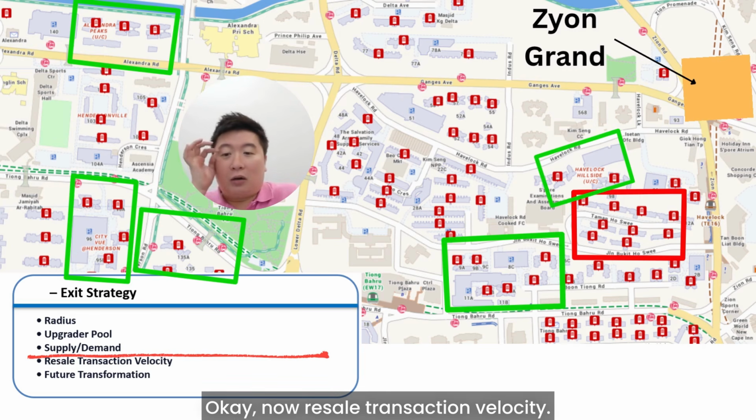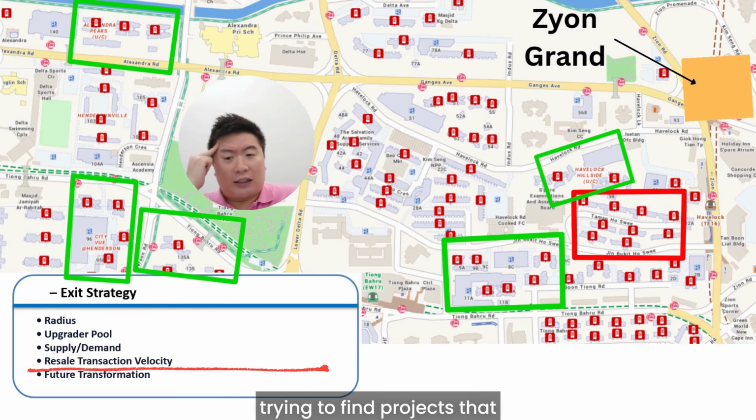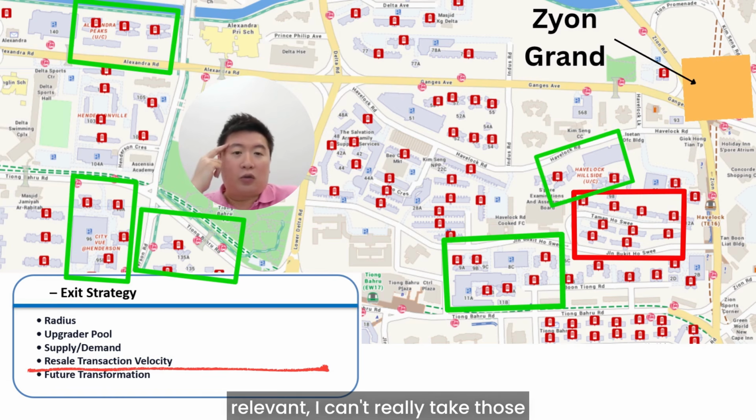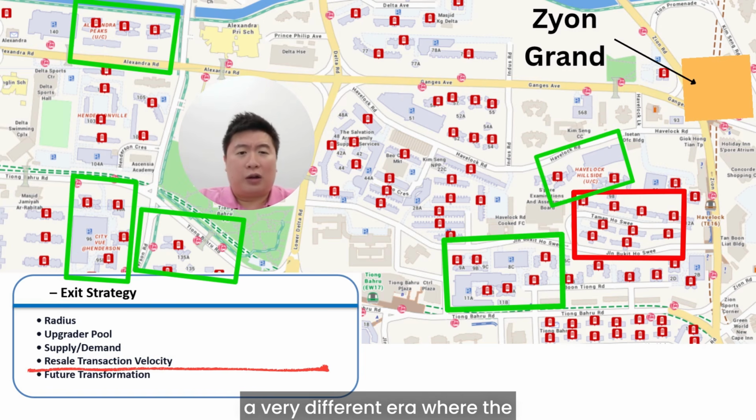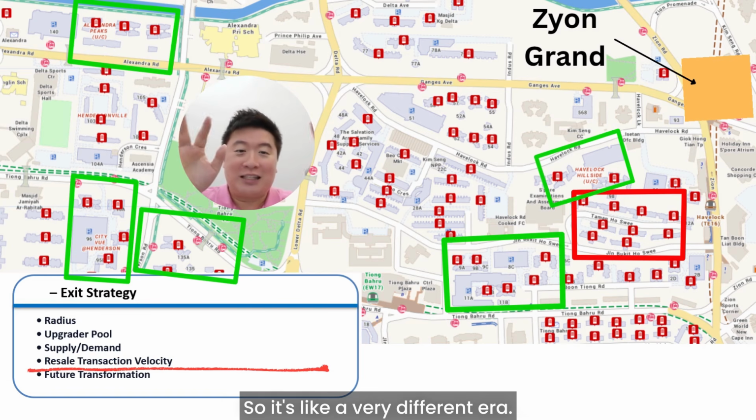Okay. Now, resale transaction velocity. I actually have difficulty trying to find projects that are a bit more relevant. I can't really take those old ones because those old ones are from a very different era where the floor plan is so big. Even for two bedrooms, like 1,000 plus square feet. Seriously. So it's like a very different era.